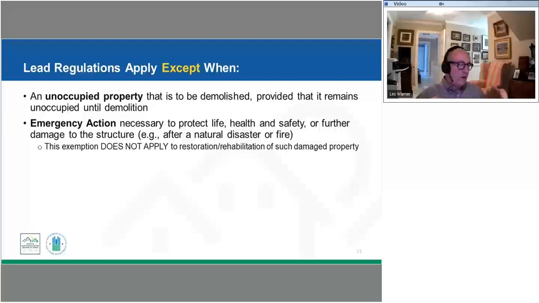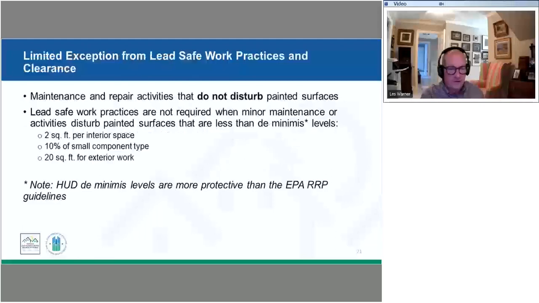So, maybe we've tarped it, we've done something to stabilize that structure, but we are going to come back and do a restoration or rehab to fix that damage. That portion of the work that we're doing would have to be in compliance with the requirements of the lead-safe housing rule. It's just the emergency action that is exempted from that.